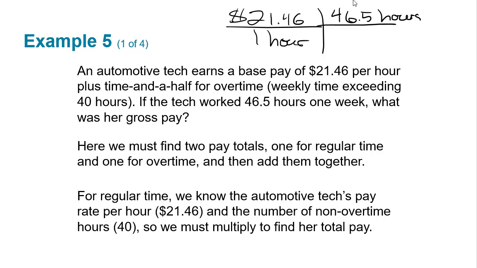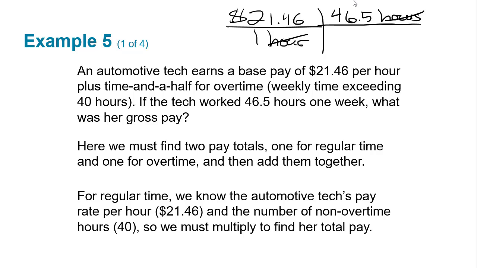46.5 hours. And like any other fraction, if you have something on the top and bottom of a fraction, it cancels out. And now my answer is going to be in just money, right? Because I still have the dollar symbol there. So 21.46 times 46.5 would give me that answer in dollars.